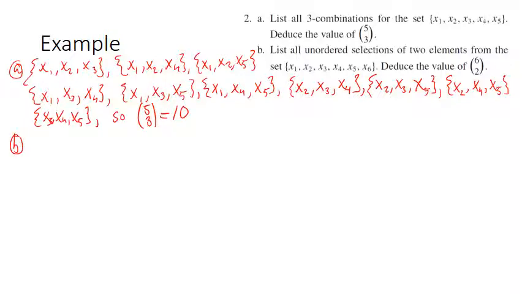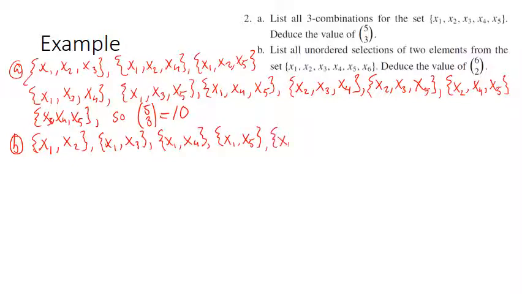And then for part B, list all unordered selections of 2 elements from the set x1, x2, x3, x4, x5, x6, and deduce the value of 6 choose 2. Okay, so this is exactly the same thing, except I'm taking 2 at a time now. So this will be a little easier to do systematically. First I'll do all the ones that have x1: x1, x2, x1, x3, x1, x4, x1, x5, and the last one is x1, x6. Okay, so that was all the x1s.